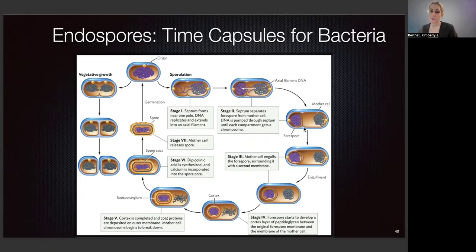Following that, the septum completely grows and separates the spores. We have this spore here. And then what we see is the mother cell actually engulfs the spore, and that gives it a second membrane. So now we have an additional membrane surrounding this genetic material.